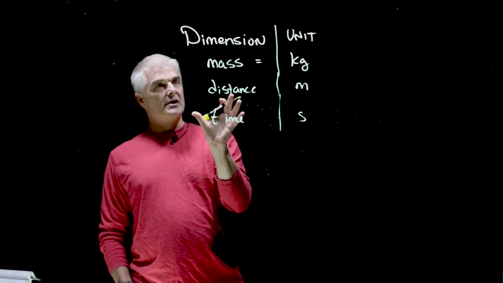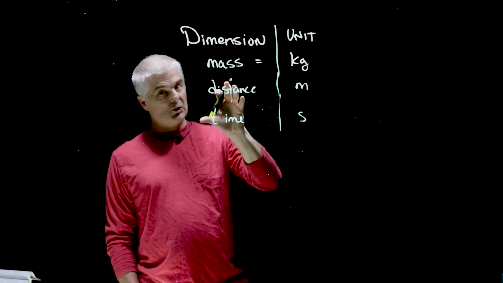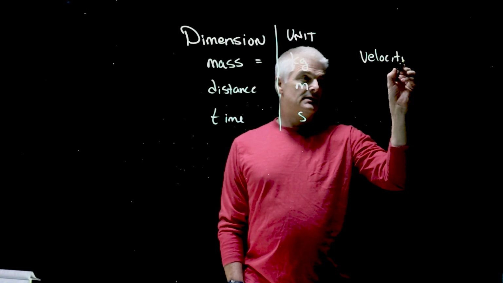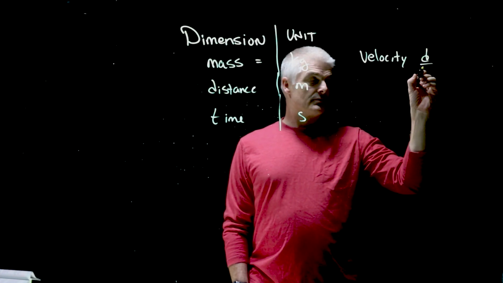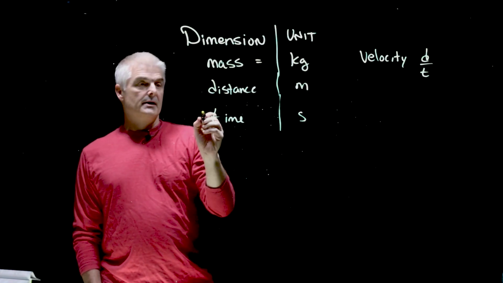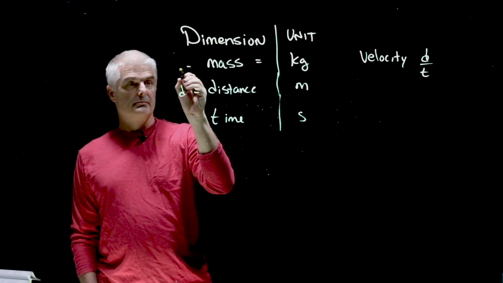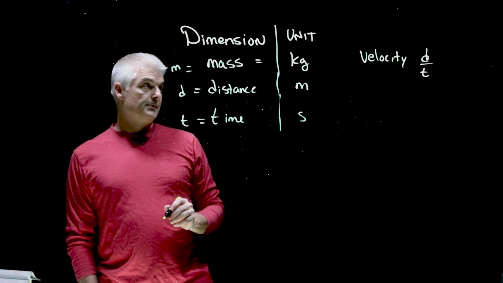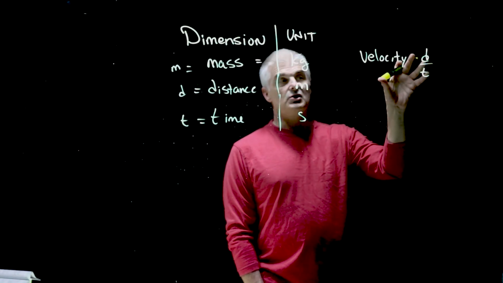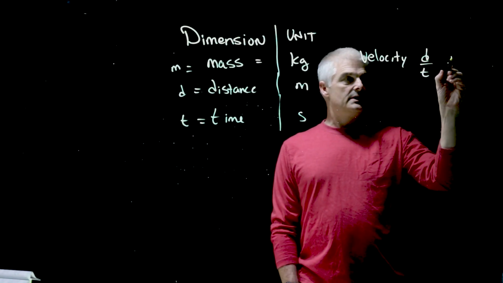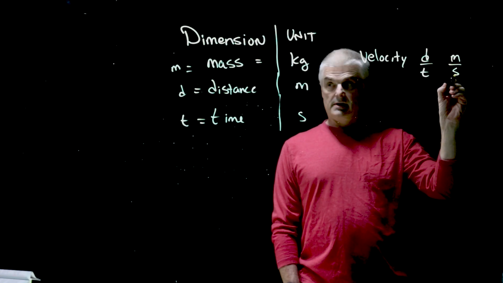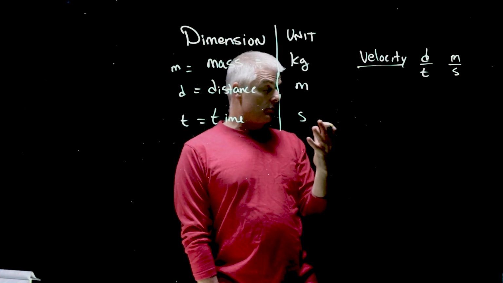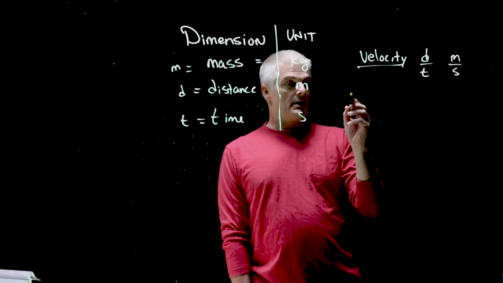But there are also some dimensions that are multi-dimensional. Like velocity is distance over time. So actually make a note here: distance is d, mass is m, and t is time. But what would be the units for velocity? That would be a meter per second, right? That's velocity. And then there's a bunch of weird ones you may not know.